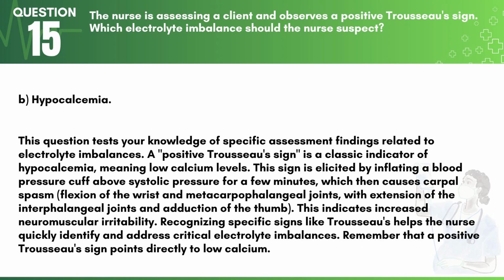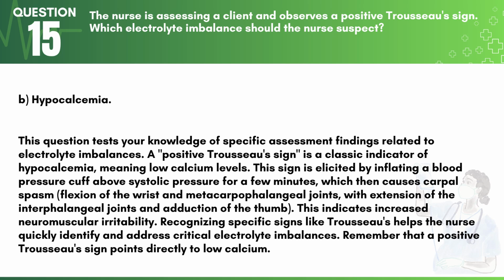Answer B. Hypocalcemia. This question tests your knowledge of specific assessment findings related to electrolyte imbalances. A positive Trousseau's sign is a classic indicator of hypocalcemia, meaning low calcium levels. This sign is elicited by inflating a blood pressure cuff above systolic pressure for a few minutes, which then causes carpal spasm, flexion of the wrist and metacarpophalangeal joints, with extension of the interphalangeal joints and adduction of the thumb.